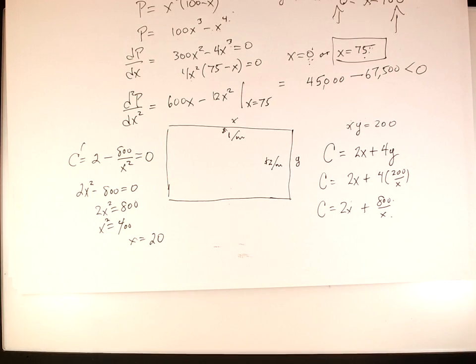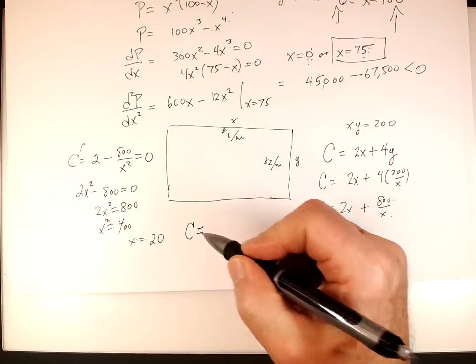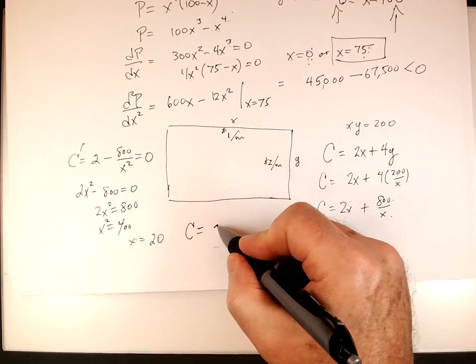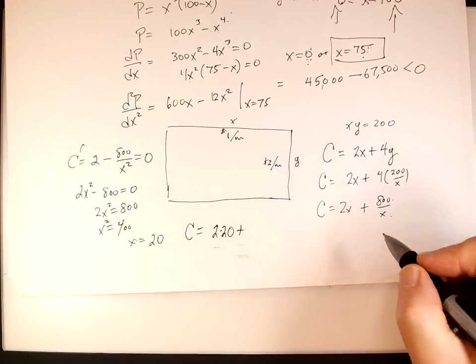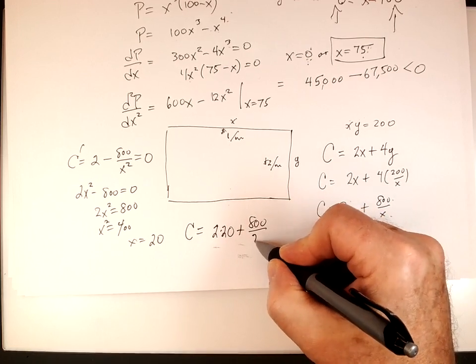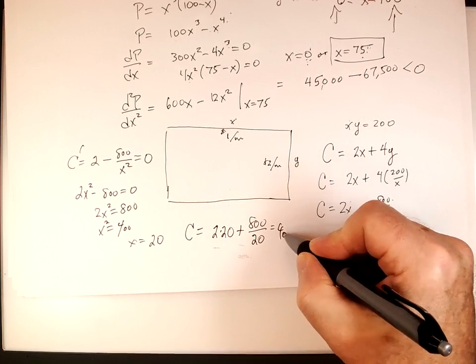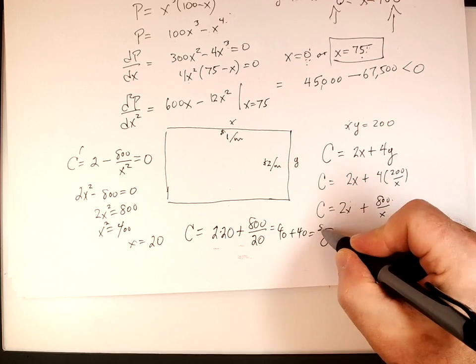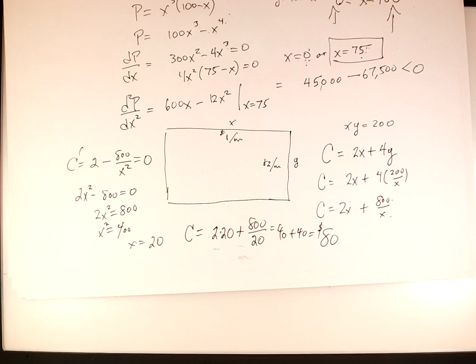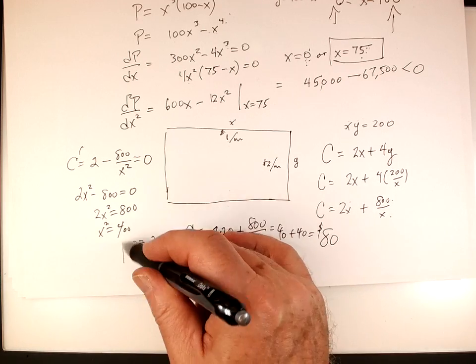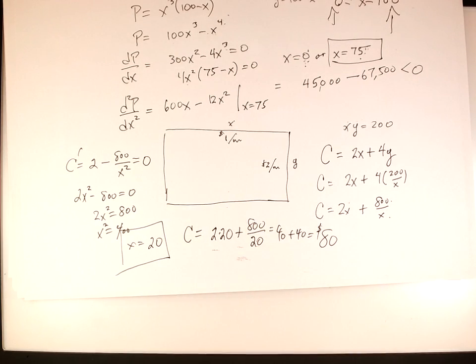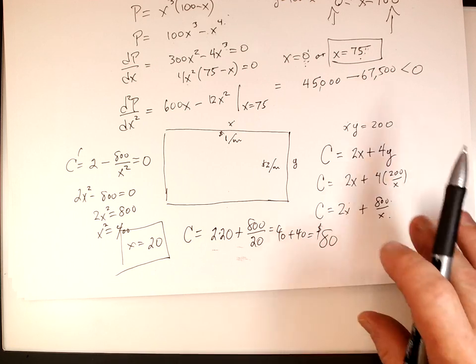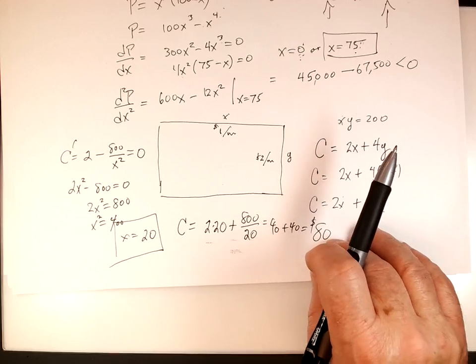X is 20. And when x is 20, the minimum cost is equal to 2 times 20 plus 800 over 20, which is 40 plus 40, $80. That is the minimum cost. It occurs at x equals 20. And if we take the second derivative, you could take a second derivative to verify. It's pretty clear cut that that is the minimum, though.